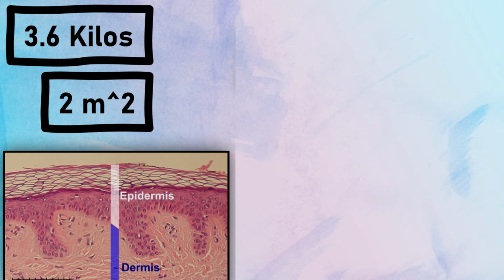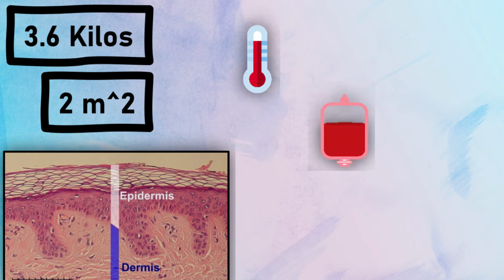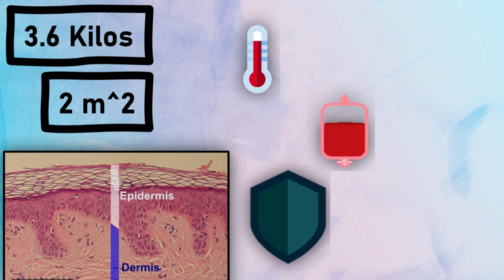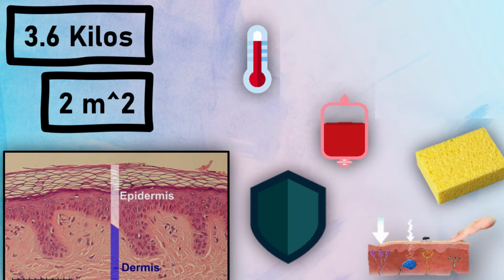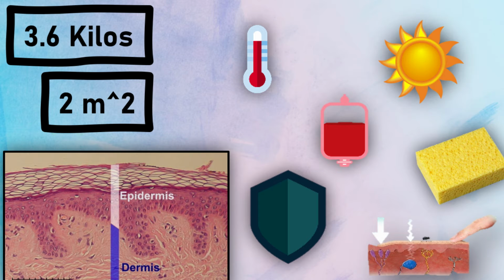The skin is the biggest organ of our body. It is made by two layers, the epidermis and the dermis. These take care of thermoregulation, blood storage, protection, cutaneous sensation, excretion and absorption, and synthesis of vitamin D.